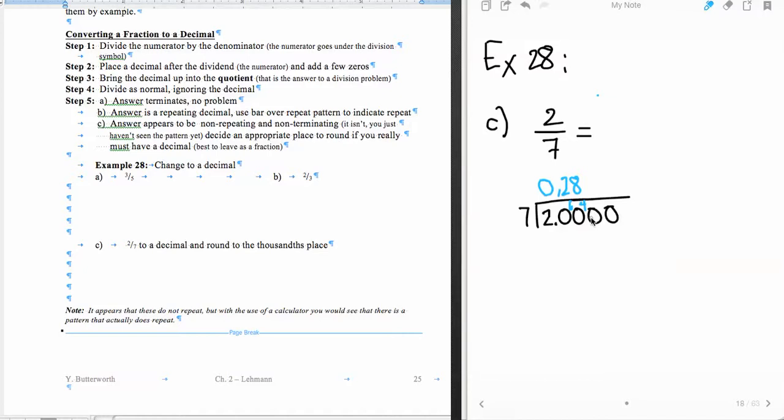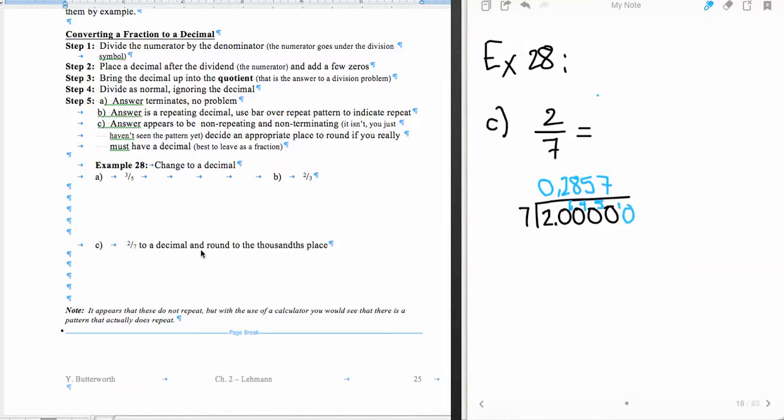7 will go into 40 5 times, and 5 times 7 is 35. 40 minus 35 is 5. The 5 comes up here. 7 will go into 50 7 times. And 1 left over, and the 0 will come over here.